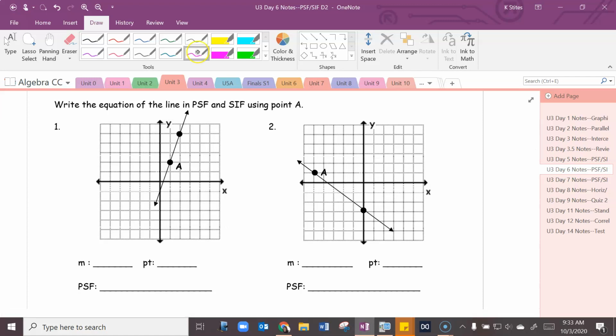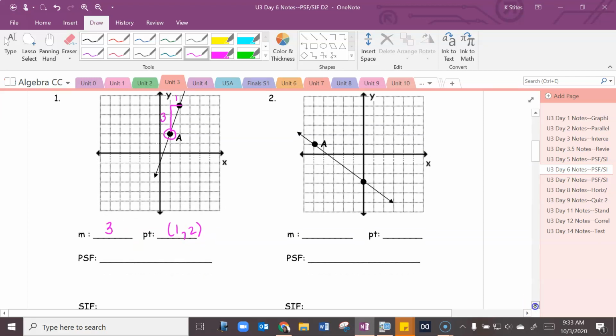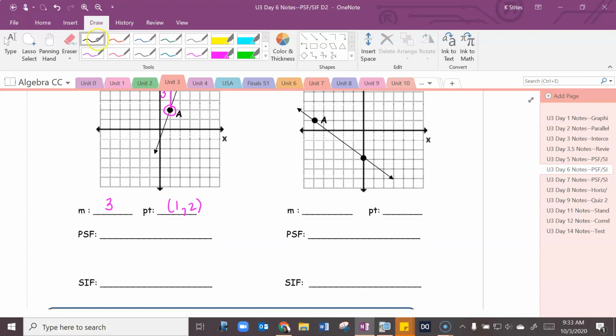So our slope, we're going to go up and over to find that. And in this graph, we are going up 3 and right 1. So 3 over 1 means my slope is a 3. And I'd like us to use point A here, this guy, so that it's at (1, 2). It is a point, so make sure you write it as an ordered pair. So now we're ready to go ahead and do point slope form.